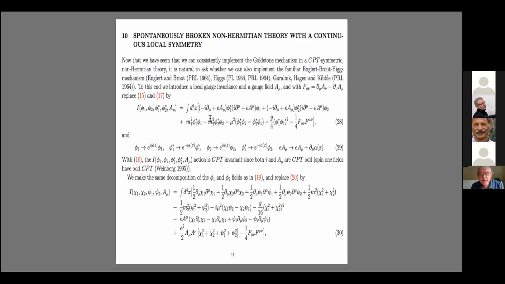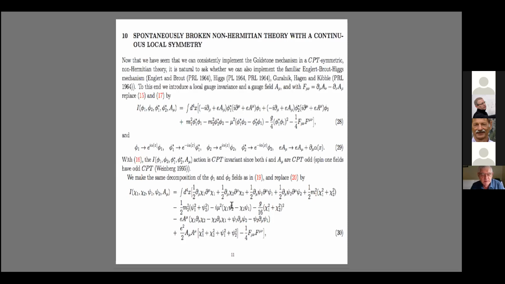It's CPT invariant because we have an i here and an A mu. An i and A mu are both CPT odd, and therefore the CPT symmetry has not changed. Weinberg proved a general theorem in his book that spin 1 fields have odd CPT, integer spin, even spin fields have even CPT. So that theory is still CPT symmetric, and therefore it still has an anti-linear symmetry.